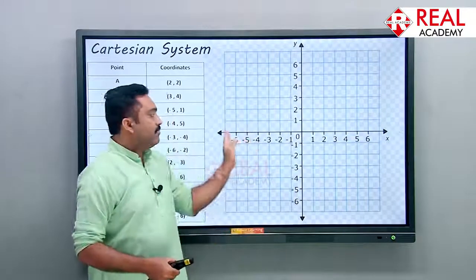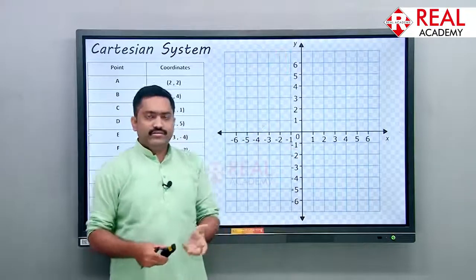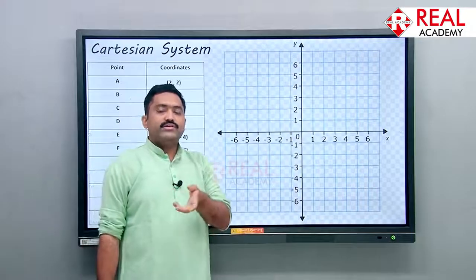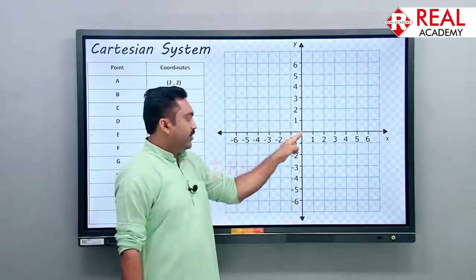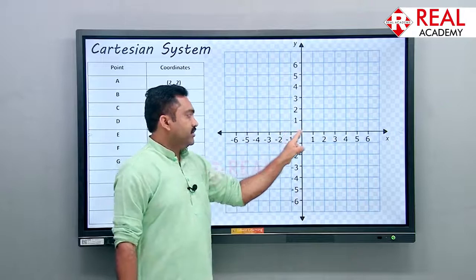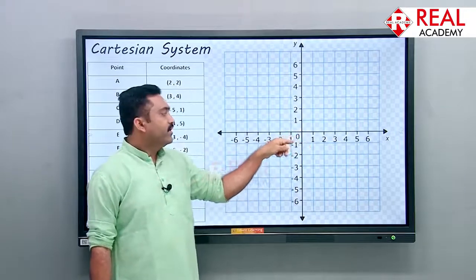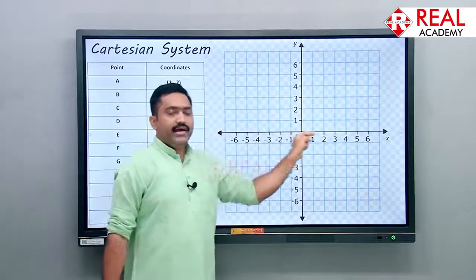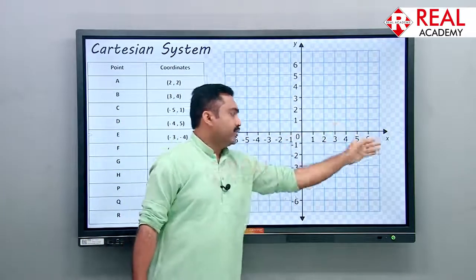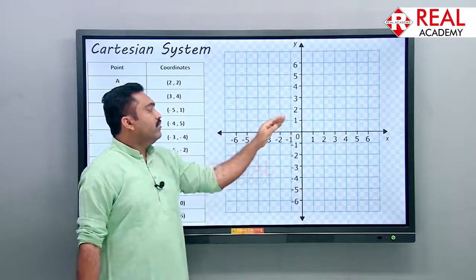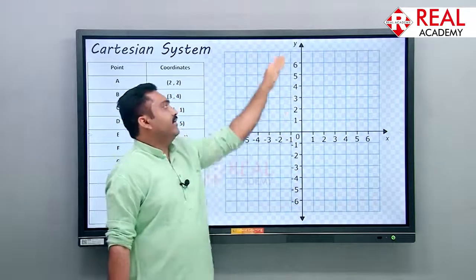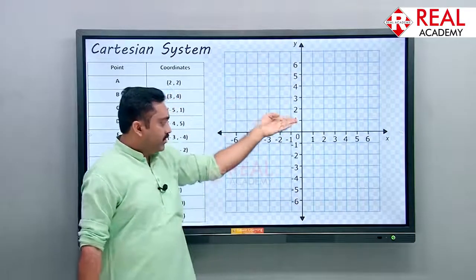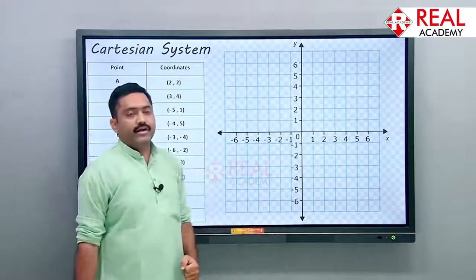the number lines are perpendicular to each other. You can see that they are perpendicular to each other. और यहां पे कुछ चीजें obviously हम consider करके चलते हैं, like they are perpendicular to each other, their intersection is considered as the origin, the 0. The horizontal line is considered as x-axis. To the right, they all are positive. To the left, they all are negative. For the perpendicular, the vertical line, it is considered as y-axis. Above origin, all values are positive. Below origin, all values are negative.